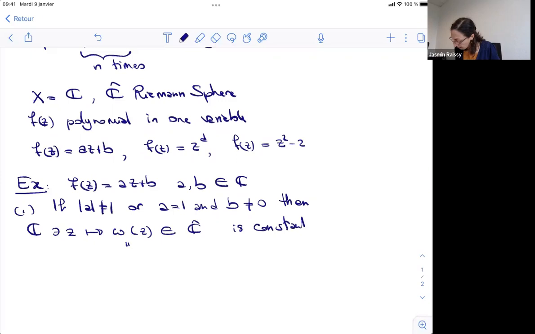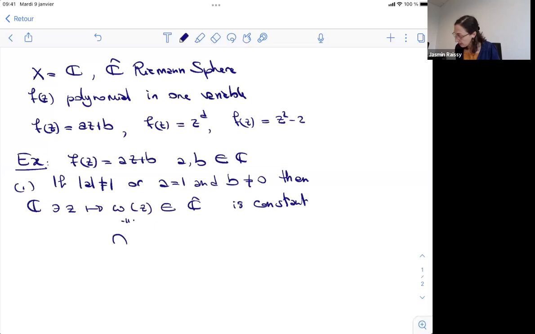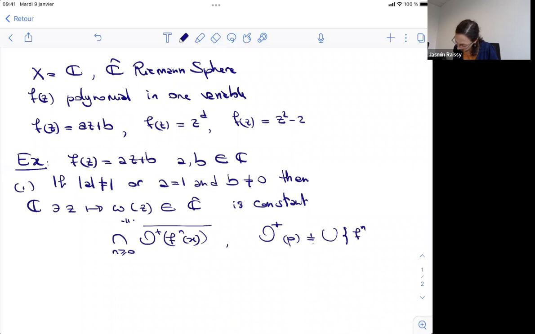And what is the omega limit? Well, let me remind it to you. So this is simply, by definition, the set of accumulation points. And I'm staying in the compact case so that I have no problems in saying what this is. And you can also define it with a formula. So it's the intersection of the closures of the forward orbit O plus of Fn of a point, where the forward orbit is simply the union of Fn of x as n is bigger than 0.